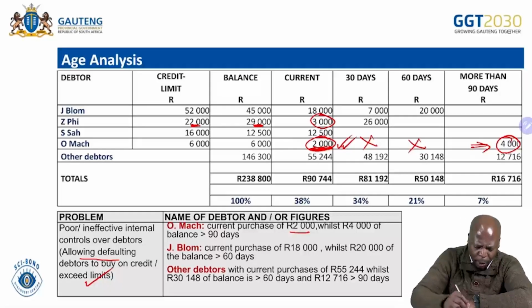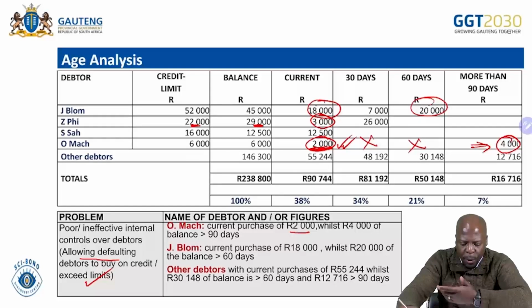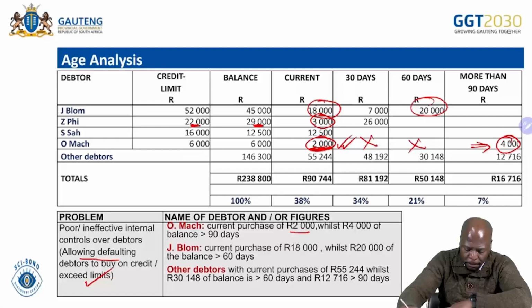Let's look at J. Blom. If you look at J. Blom, this is his current purchase of 18,000, whilst 20,000 is on the 60 days. We should have told him to pay the amount that is overdue, which is the 20,000, before we can allow him to buy for 18,000.